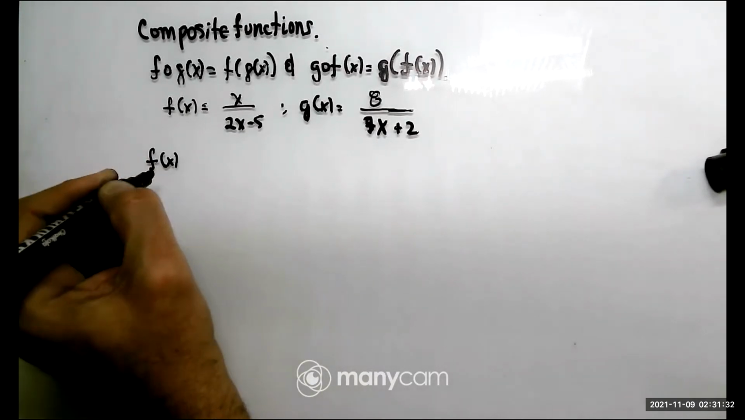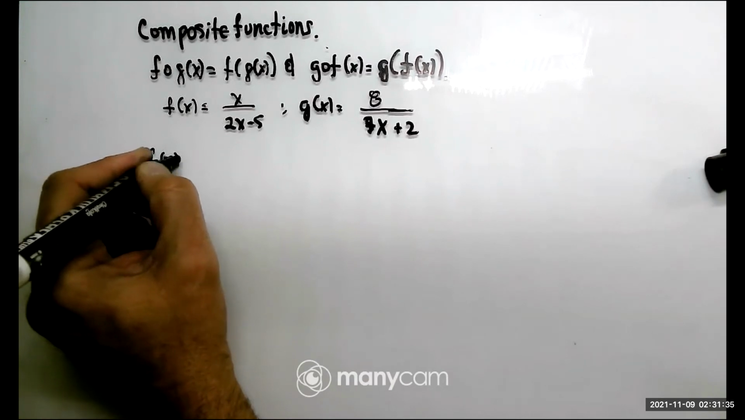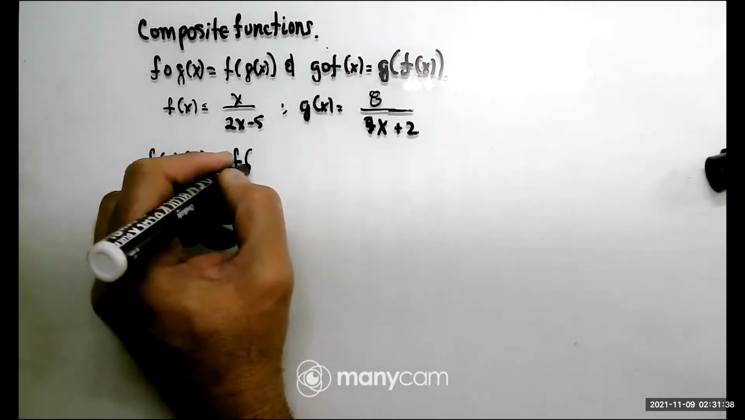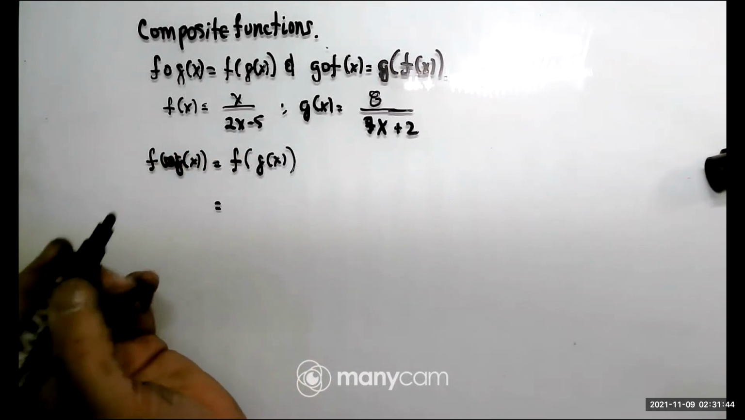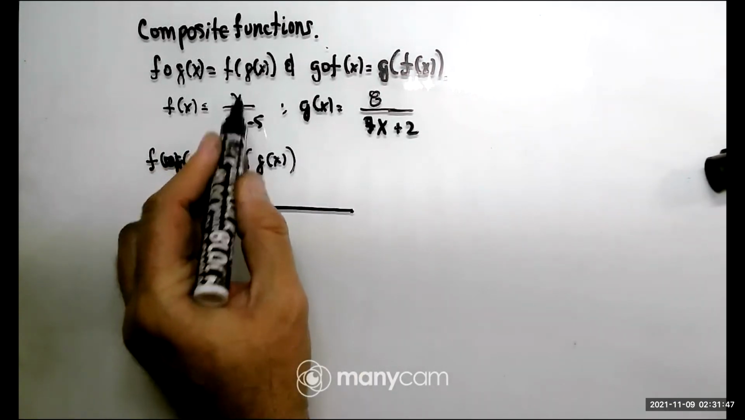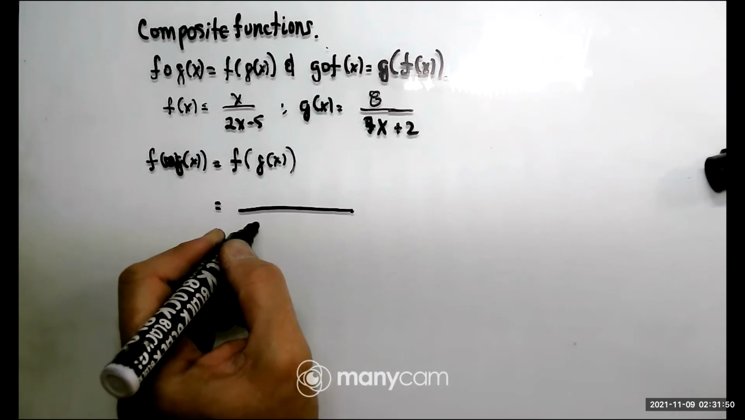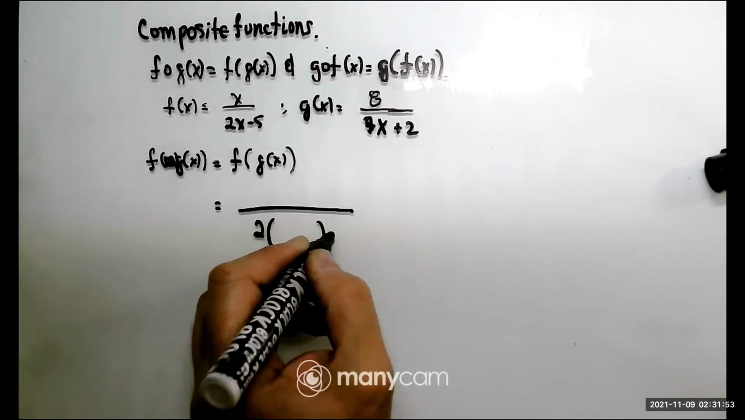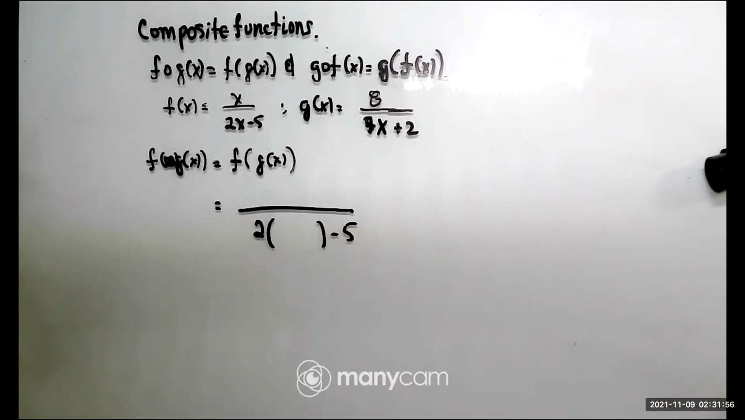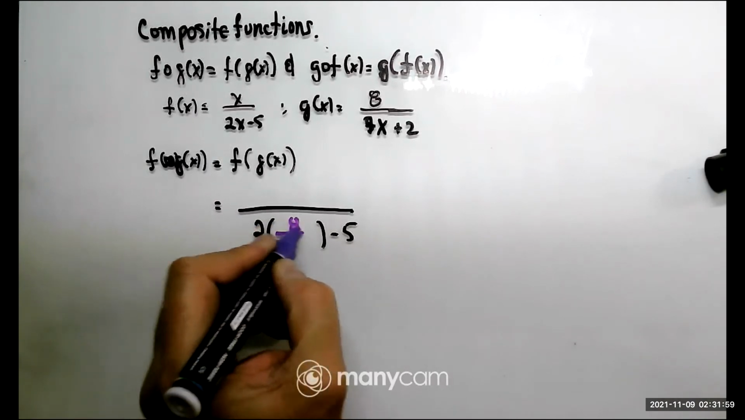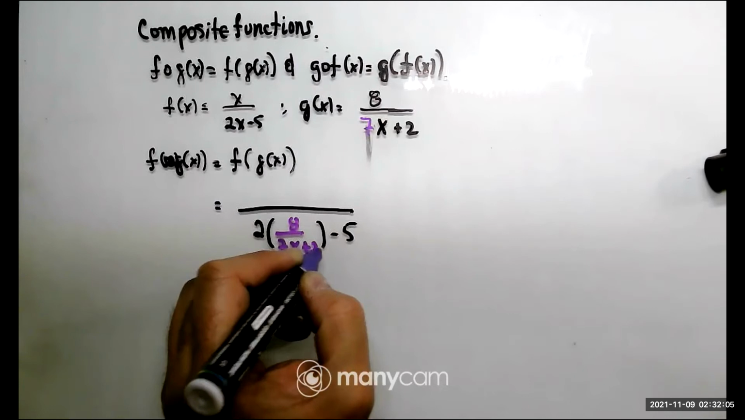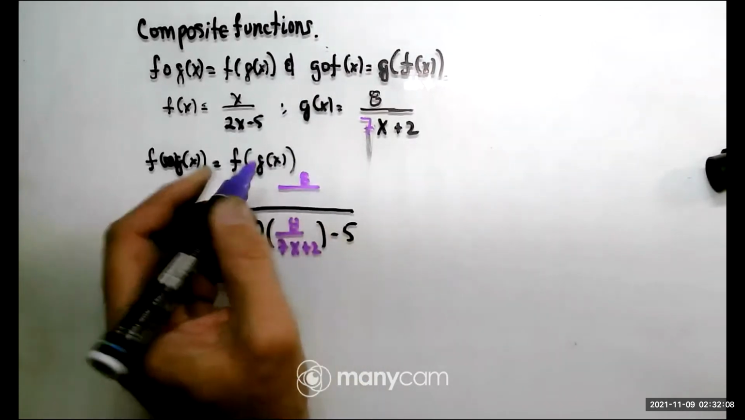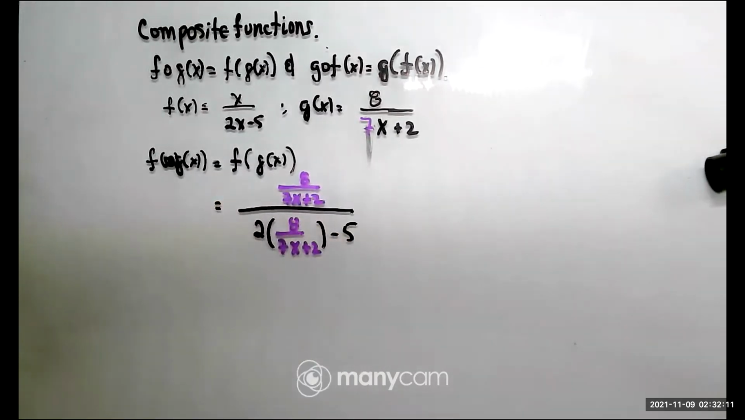So let's go ahead and find f of g of x. It's going to be quite messy, we'll see what happens. So we have x over 2x minus 5. Let's do the actual composition. This will be 8 over 7x plus 2, over 2 times 8 over 7x plus 2 minus 5.